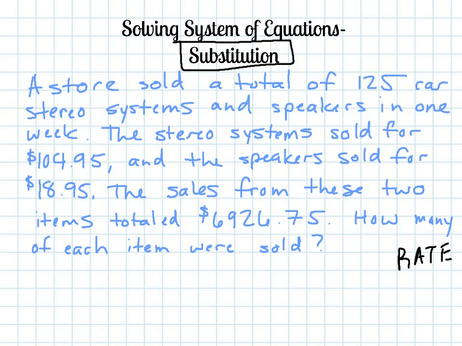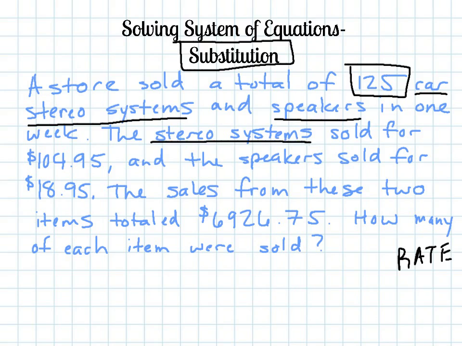And that means look through the problem and figure out what's important. So if you need to underline stuff, whatever you got to do, do it. So here, 125 car stereos and speakers. So there's 2 items that they're talking about, car stereo systems and speakers, that they sold in 1 week. The stereo systems sold for $104.95. Those 2 things are attached to one another, so that must be important.